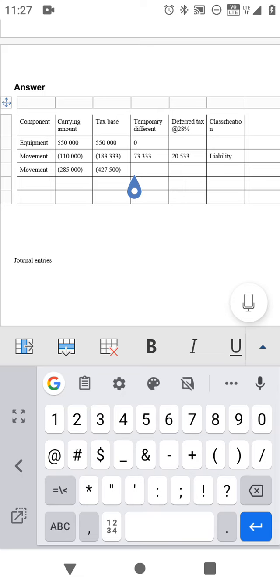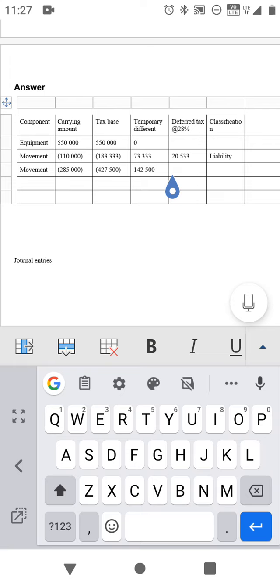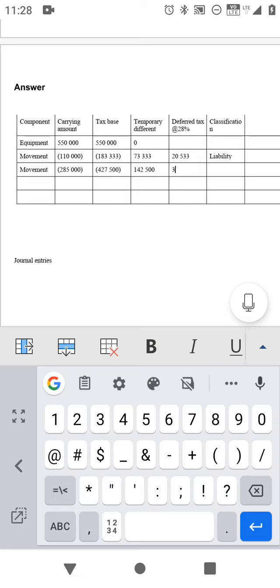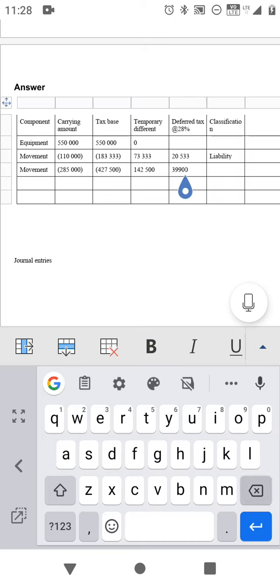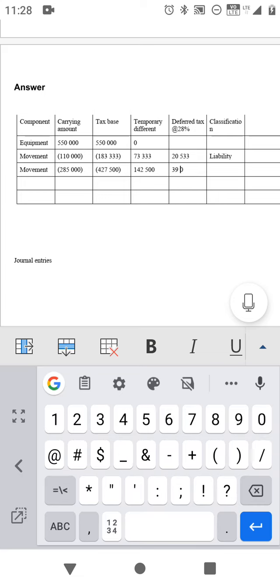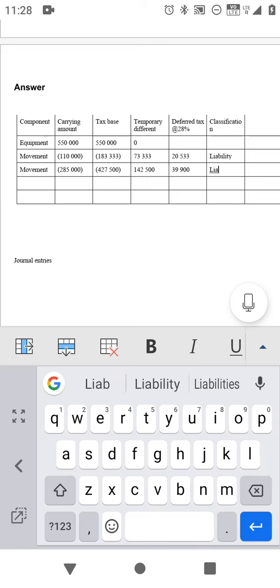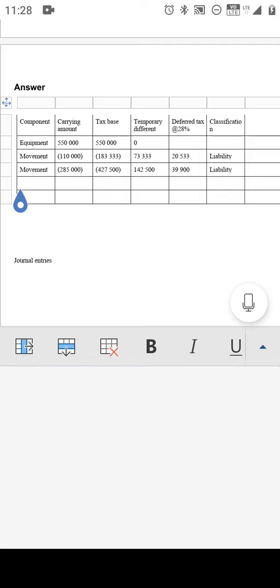Then the temporary difference is 142,500. Then deferred tax, you have to say 142,500 multiplied by 28%. It will give you 39,900. Then the class is liability. Okay, let's proceed.